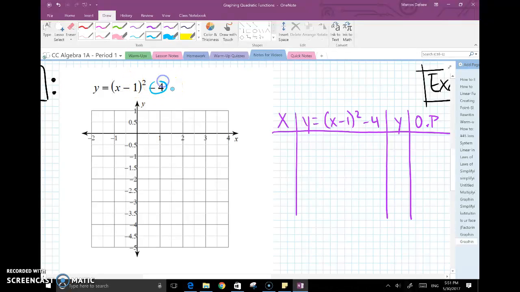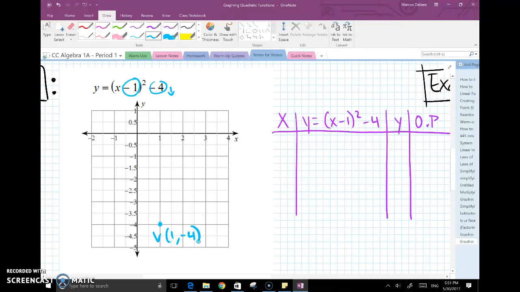This negative 4 pulls that parabola downward to level 4 below the x-axis. Okay, this negative 1, a trick to understanding this is whatever you see here, the location of the vertex will be in the opposite direction of this value. So if it says negative 1, then you go to positive 1. So the location of the vertex will be at positive 1 and negative 4. So here it is, positive 1, negative 4.